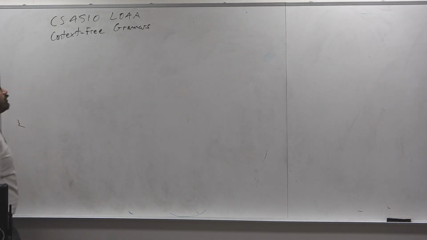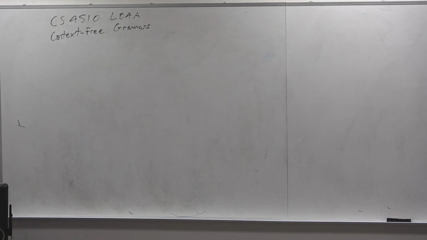Okay, so there's two words in the topic. First is context free, and the second is grammars. Context free is the description of what kind of grammar it is. We'll have to talk about why it's context free later, in fact, next time. But today we're just going to talk about grammars in general, and then specifically the context free grammars.